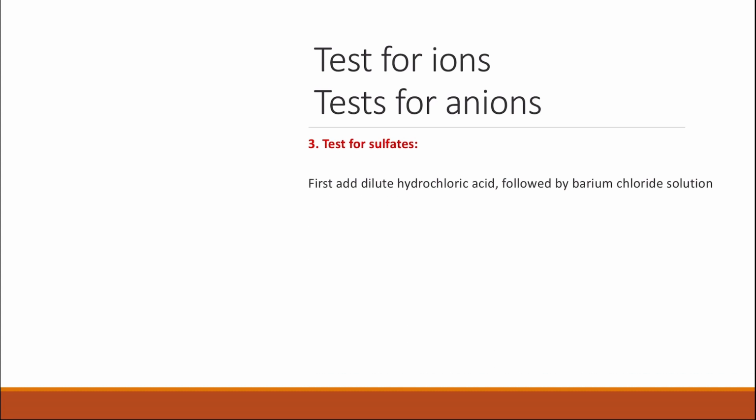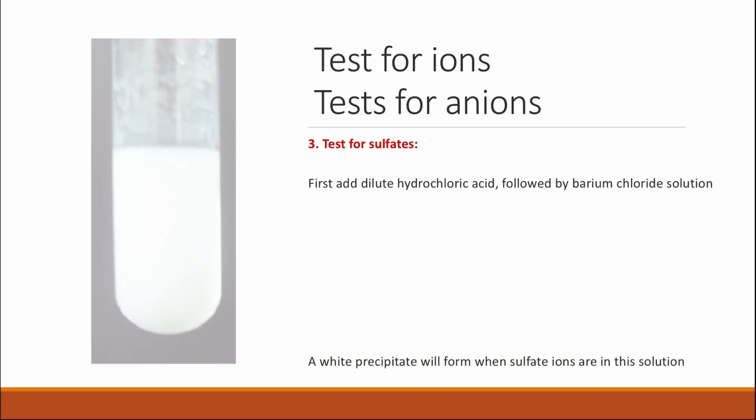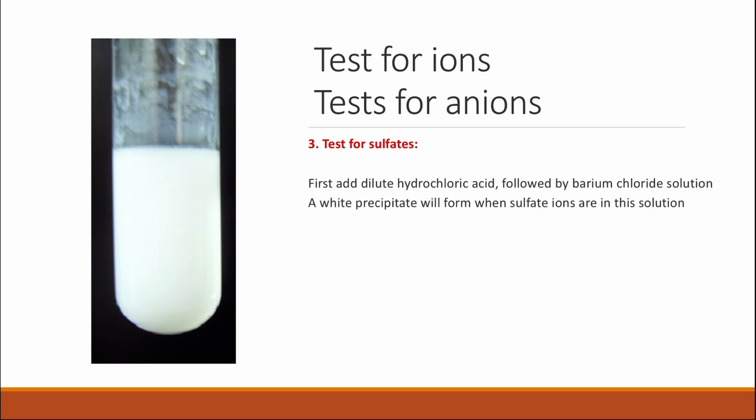We can also test for sulfate. Sulfate can be tested for by the formation of insoluble barium sulfate. First we add dilute hydrochloric acid to our solution, and then we add barium chloride solution. A white precipitate will be formed when sulfate ions are in the solution due to the formation of insoluble barium sulfate.